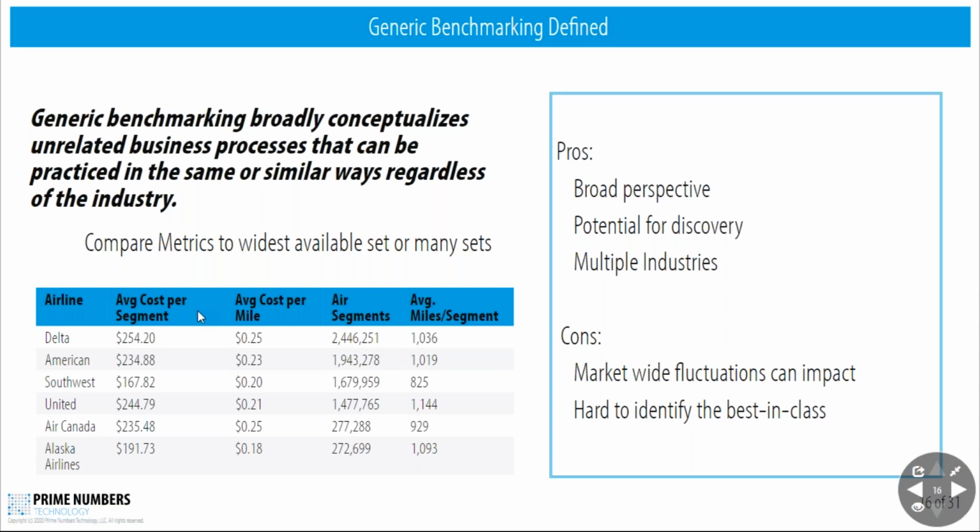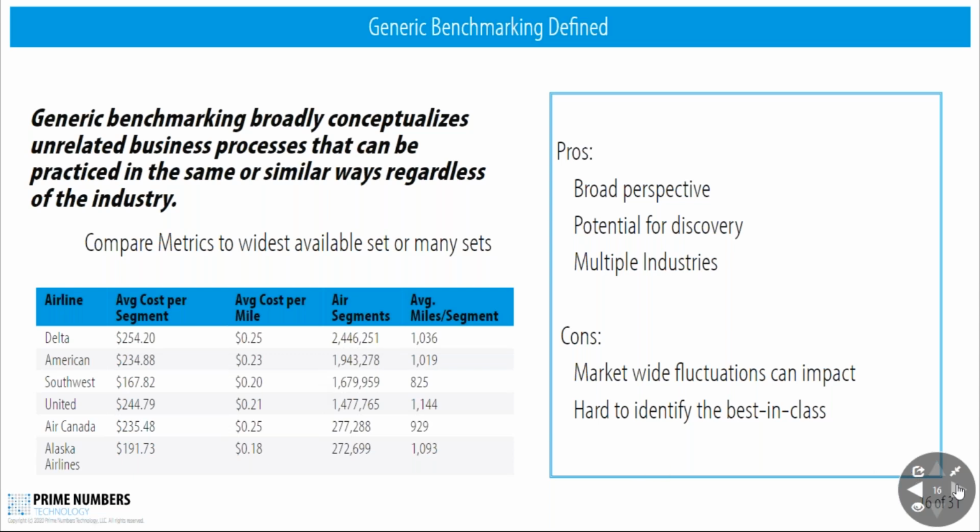Looking at just a metrics-based approach gives you a broad perspective. It allows potential for discovery of specific trends, and it naturally encompasses multiple industries because you're looking at yourself on average, but the comparisons you pull in will naturally include multiple industries. The cons: market-wide fluctuations can impact. Using our current times as an example, market-wide fluctuations in the cost of travel and market availability are going to impact your average costs right now and maybe not be a good baseline for you to compare against long-term. And it's hard to identify best in class. If I'm only looking at my own averages, my own metrics, I have no way to compare. I have no external yardstick.